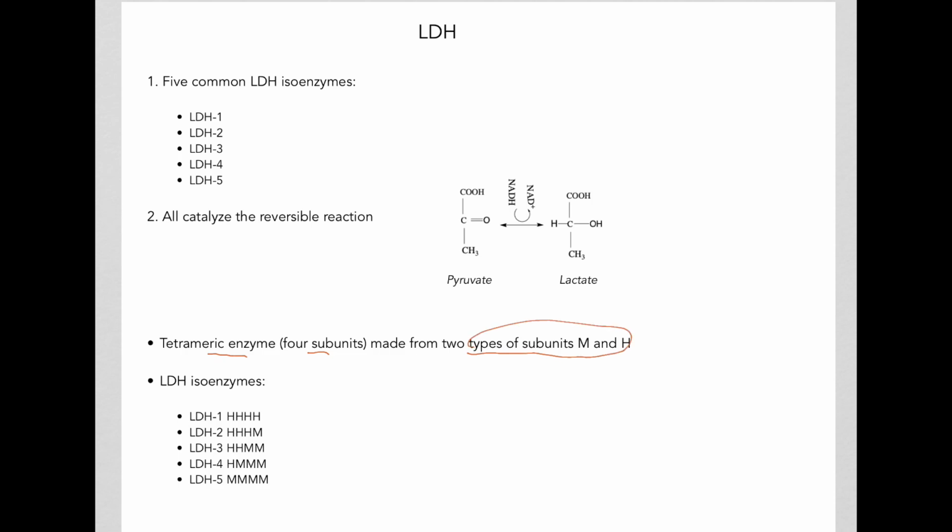So LDH1 is HHHH. LDH2 has 3 H and 1 M subunit. LDH3 has 2 H and 2 M subunits. LDH4, 1 H and 3 M subunits. And LDH5 has all 4 M subunits.